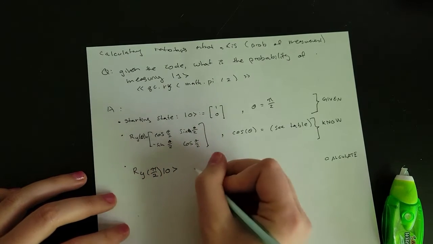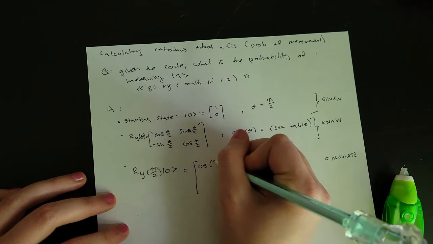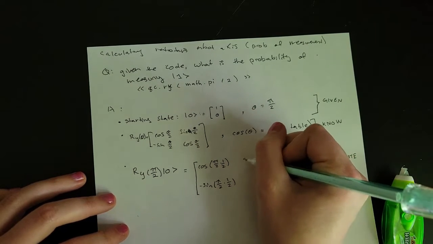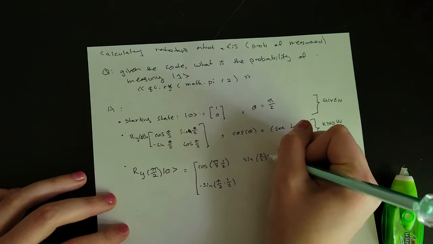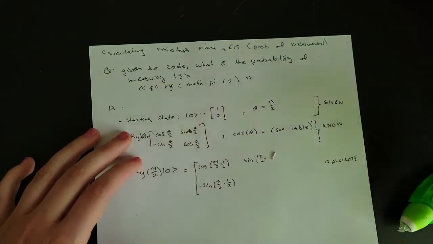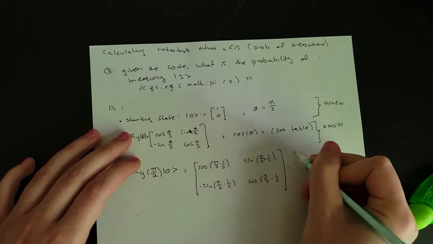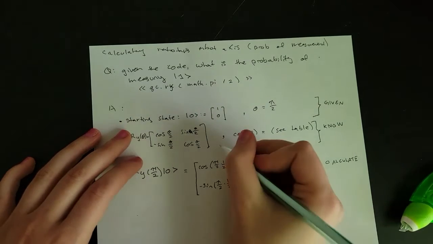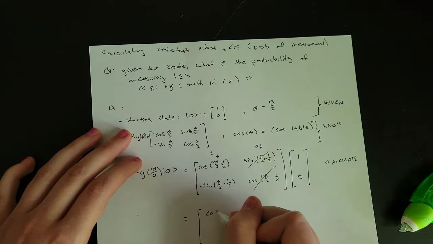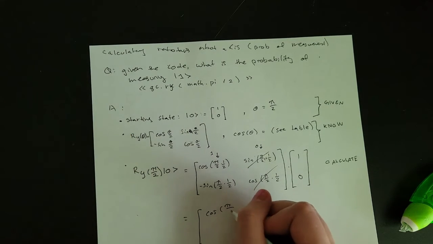Finally, the last step that I do in any math problem is I calculate it. So given the code, rotation over the y-axis, and we apply that to our starting state 0, which is the vector 1, 0. Then we can just go ahead, do those calculations, and we should end up with a vector.